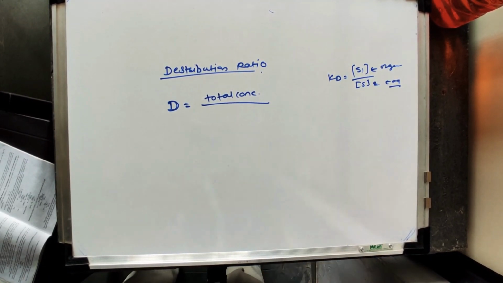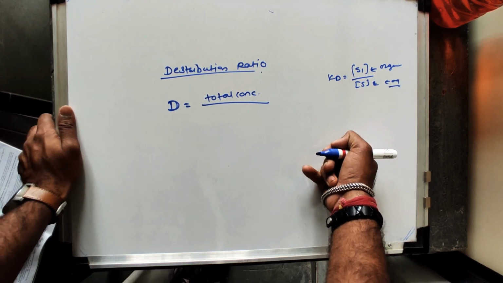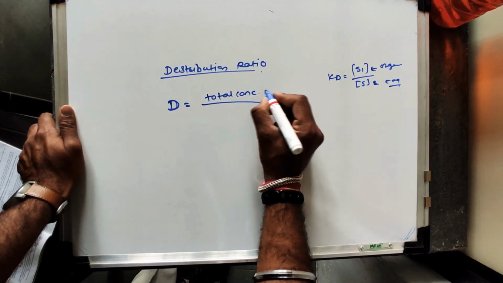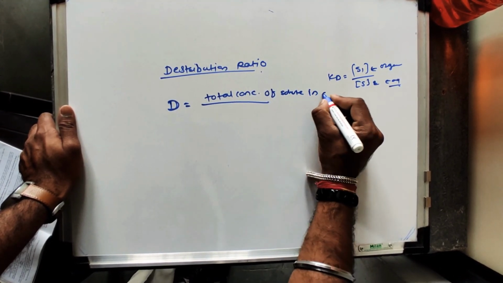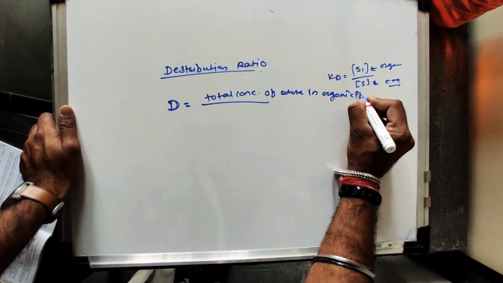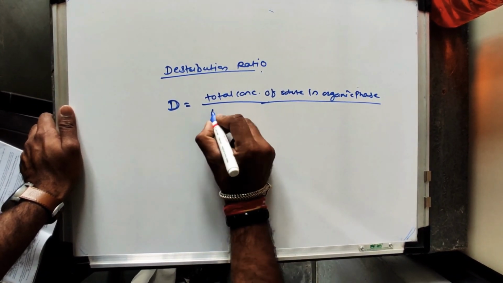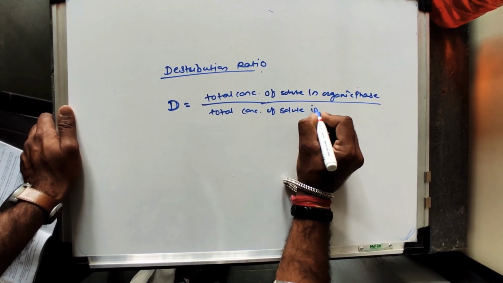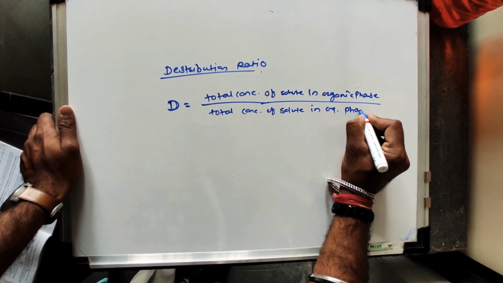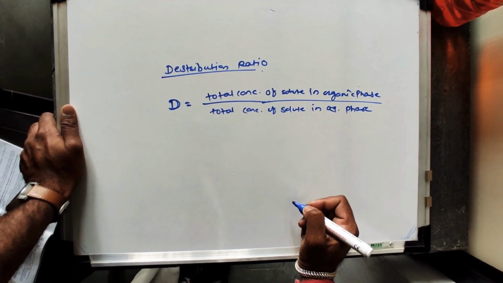Hence, for the distribution ratio we use the word total concentration, since association, dissociation or polymerization may be taking place. That is, the total concentration of a solute in the organic phase divided by the total concentration of the solute in the aqueous phase, right? This is the distribution ratio, right?